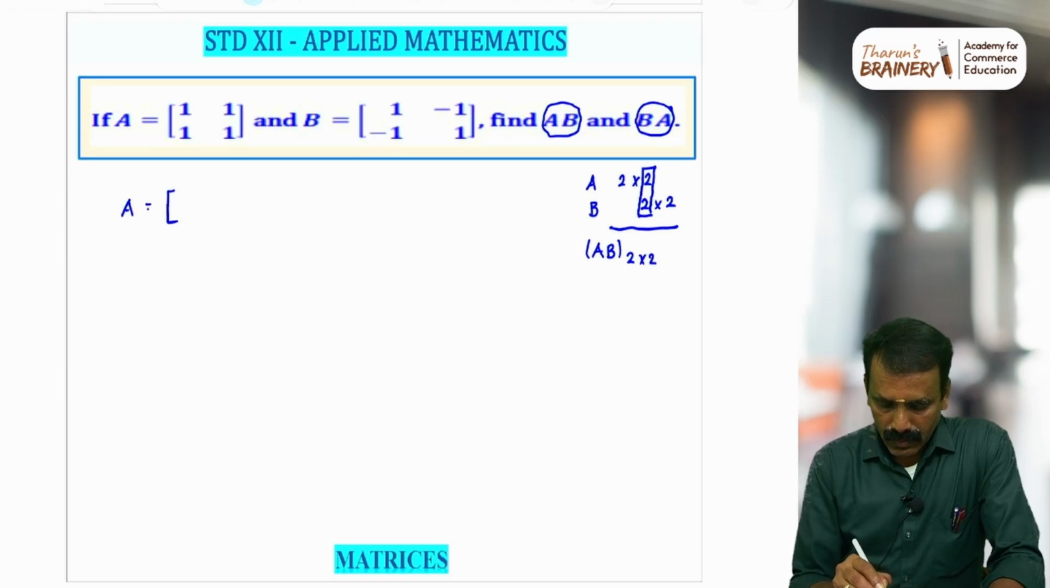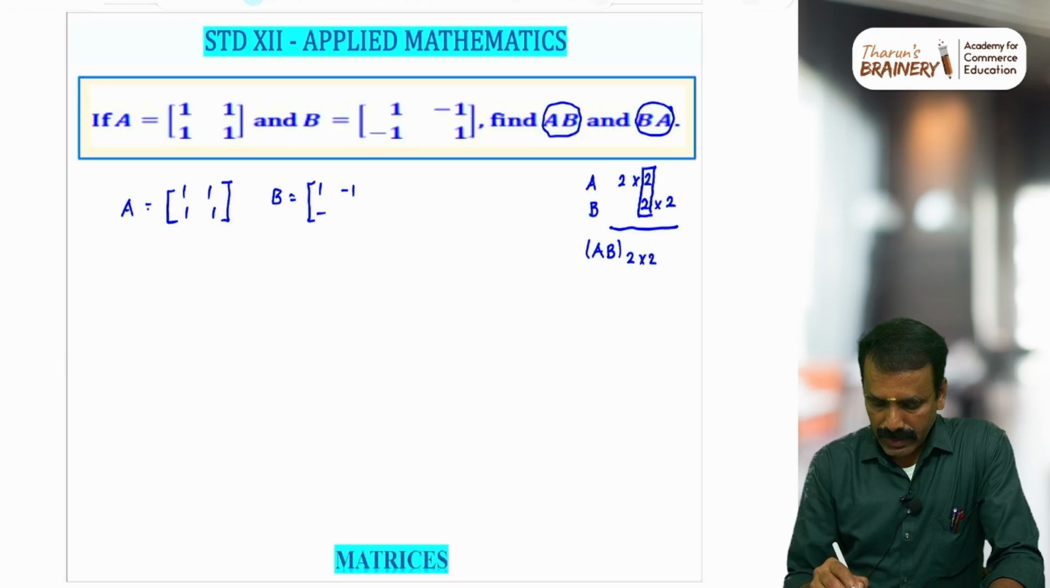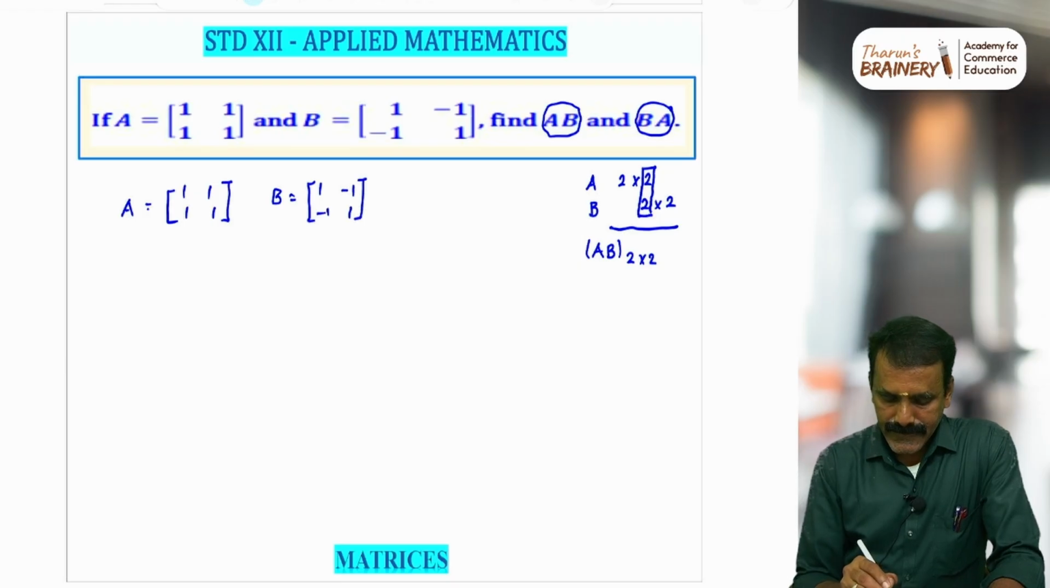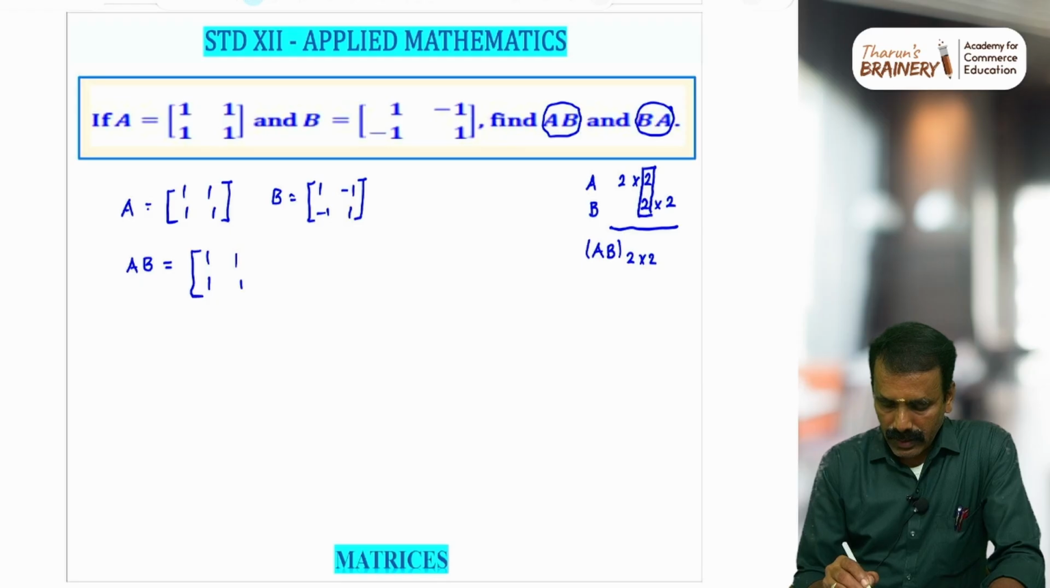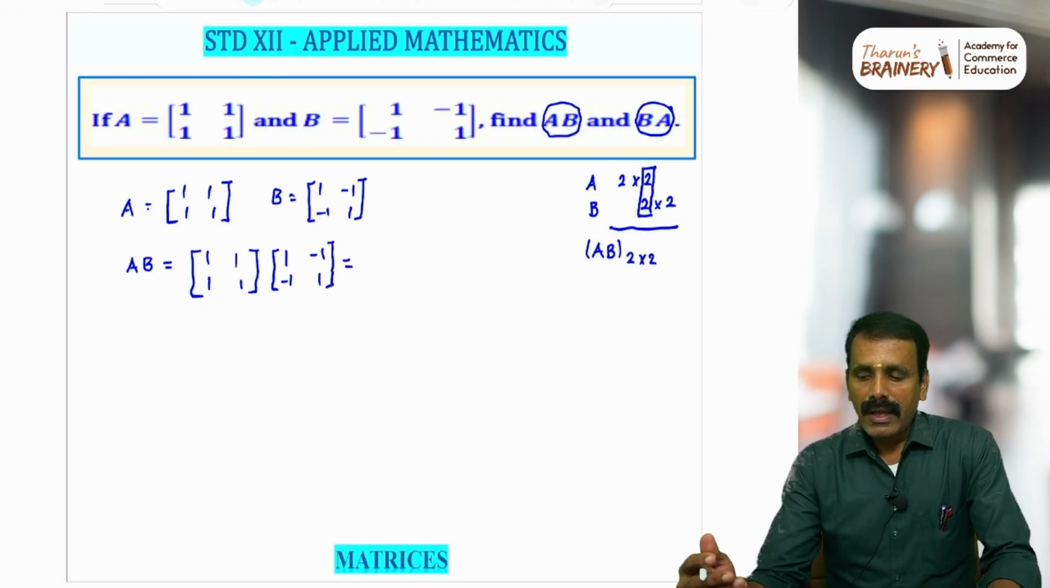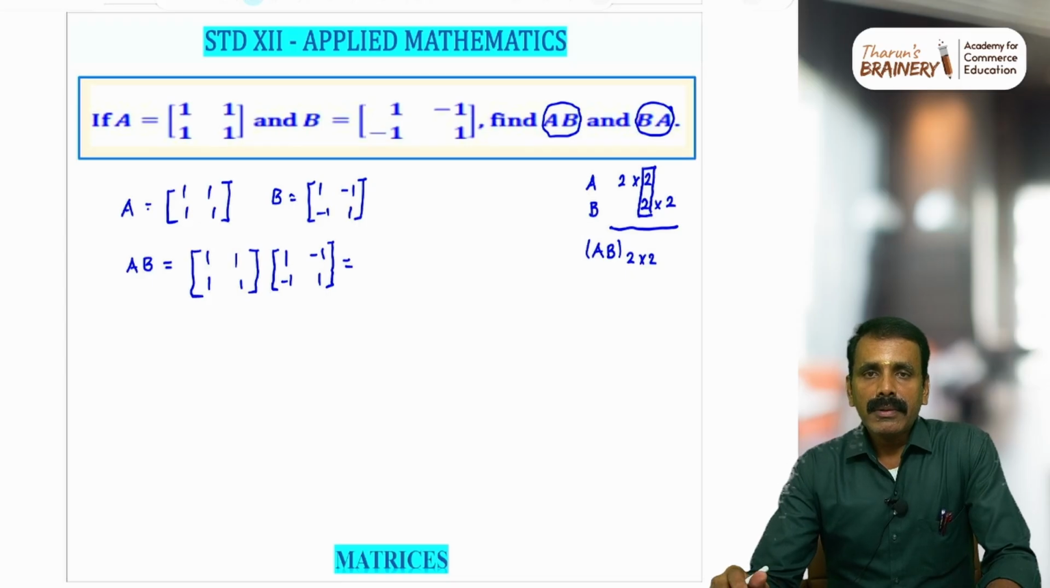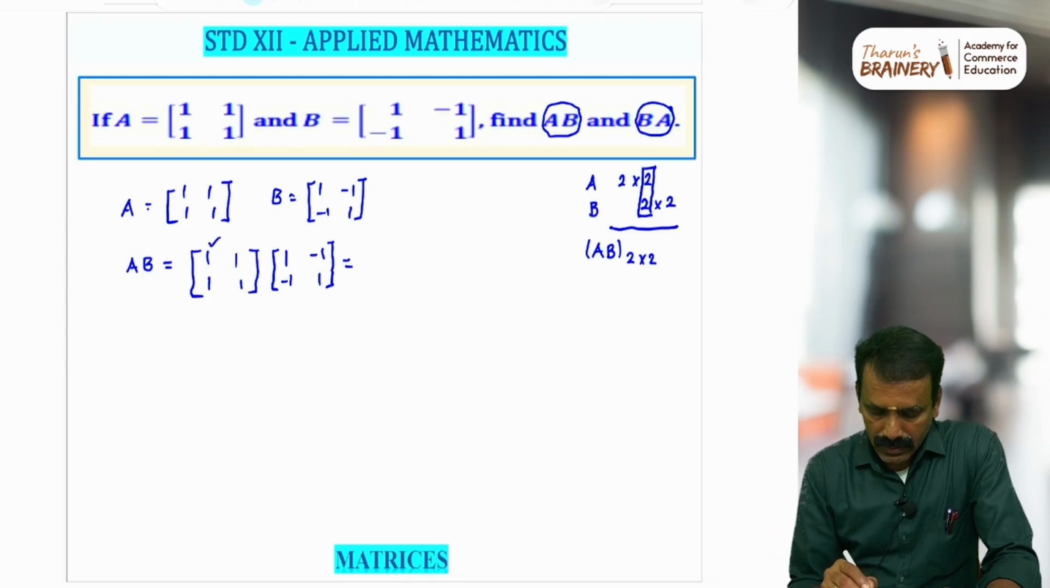A is equal to 1, 1, 1, 1. B is equal to 1, minus 1, minus 1, 1. We find AB. AB is 1, 1, 1, 1 times 1, minus 1, minus 1, 1. We find the product. How to find the product? As usual, the row elements should be multiplied with the column elements. So we are having two elements in the row. They should be multiplied with these particular two elements in the column.